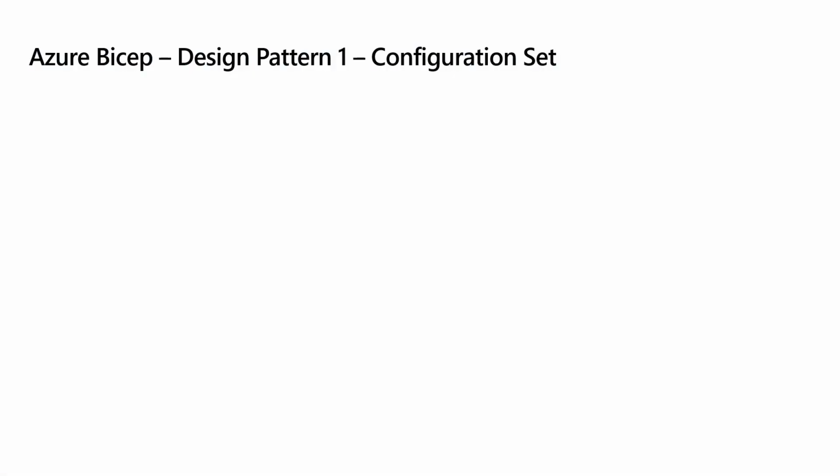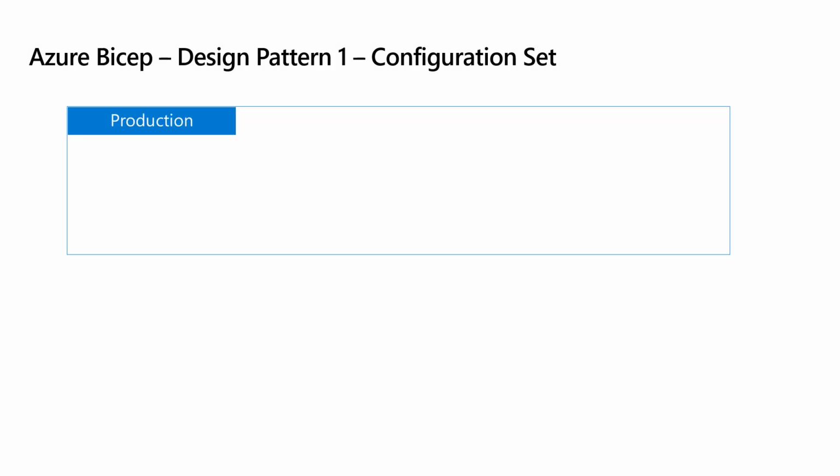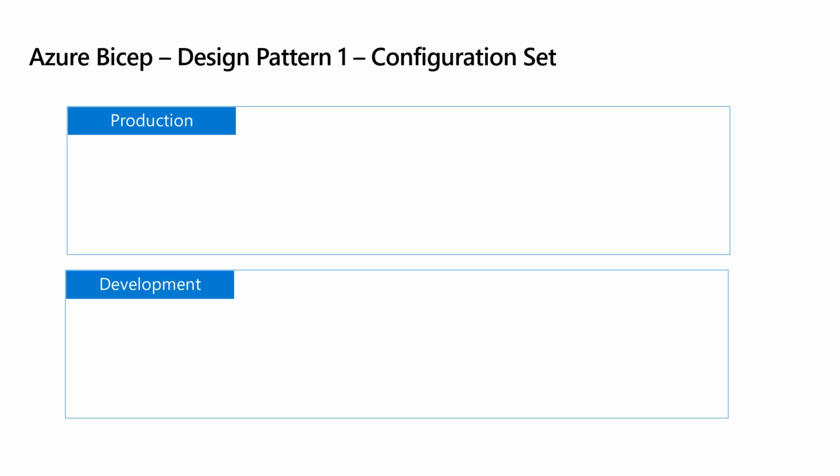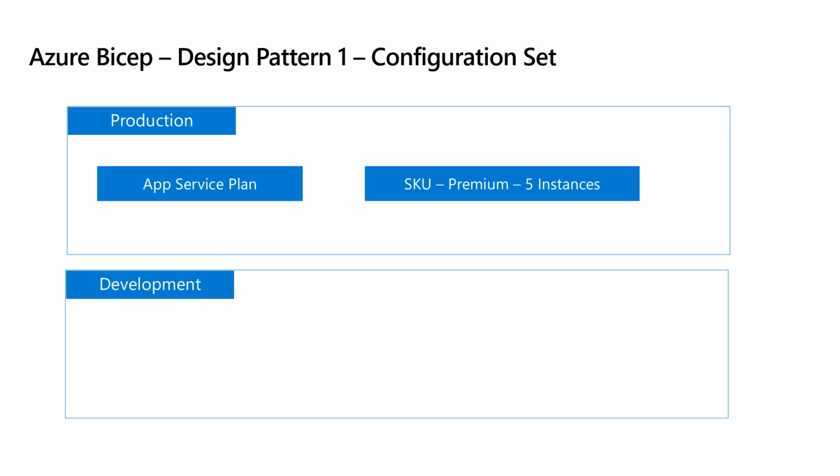In any project, we would be having multiple environments. Here in this slide, I would like to take 2 environments. One is production, the other one is development. And in production, let's say we want to create an Azure app service plan. In production, it is recommended to have premium SKU, maybe with 5 instances.